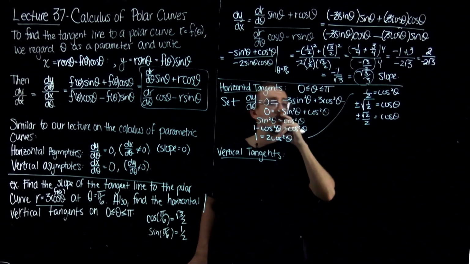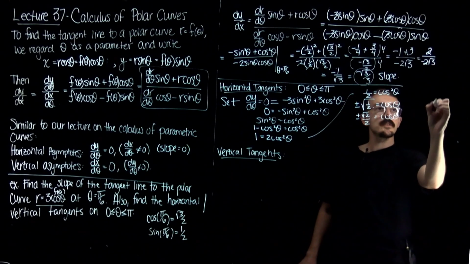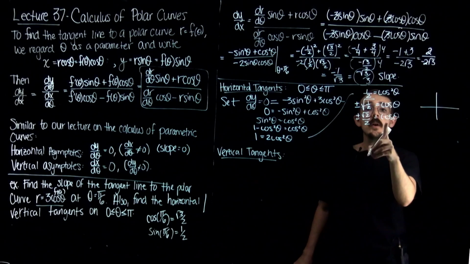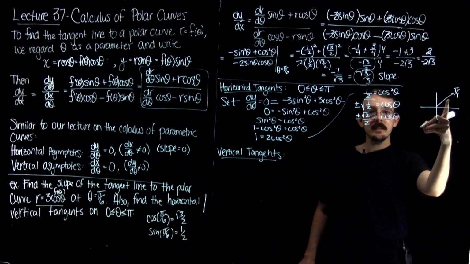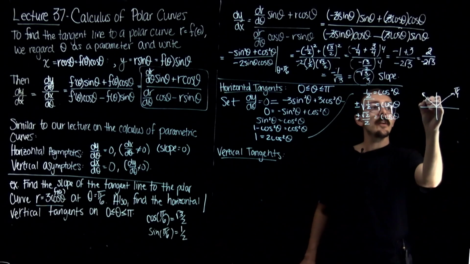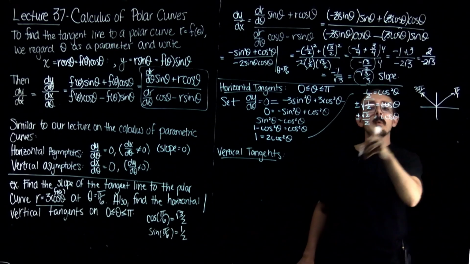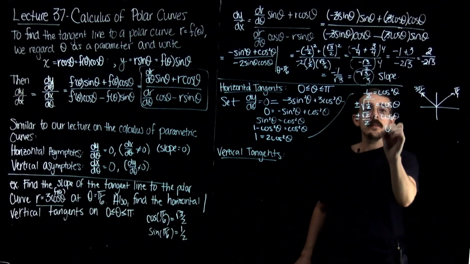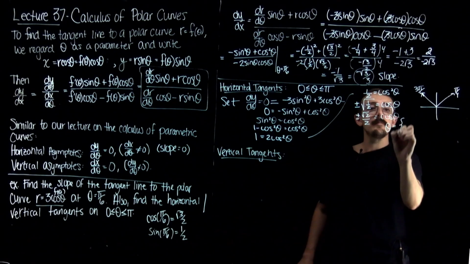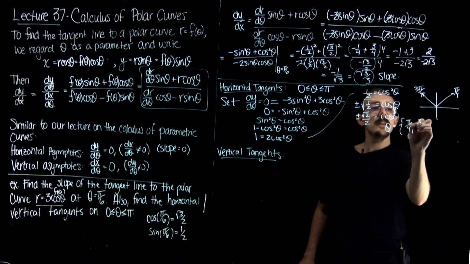So if we're just focusing on the interval from 0 to pi inclusive, where are the two spots where this occurs? Well, cosine is root 2 over 2 at pi over 4. That's one of the spots. The other one is here at 3 pi over 4, where this is going to be negative root 2 over 2. So the two thetas I need here are pi over 4 and 3 pi over 4.